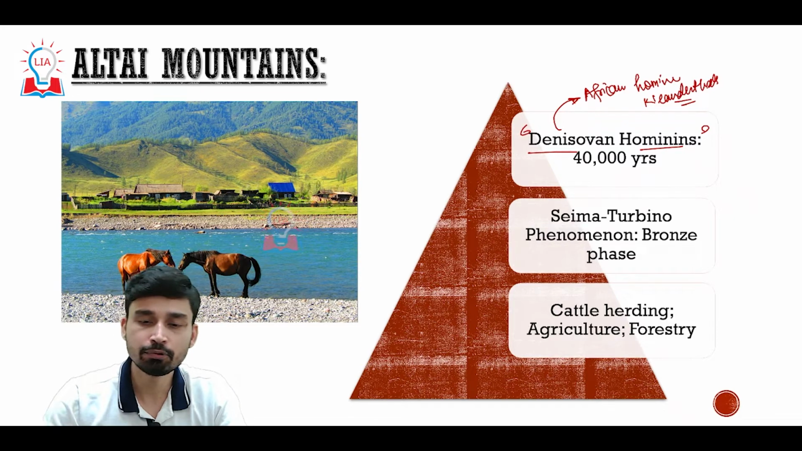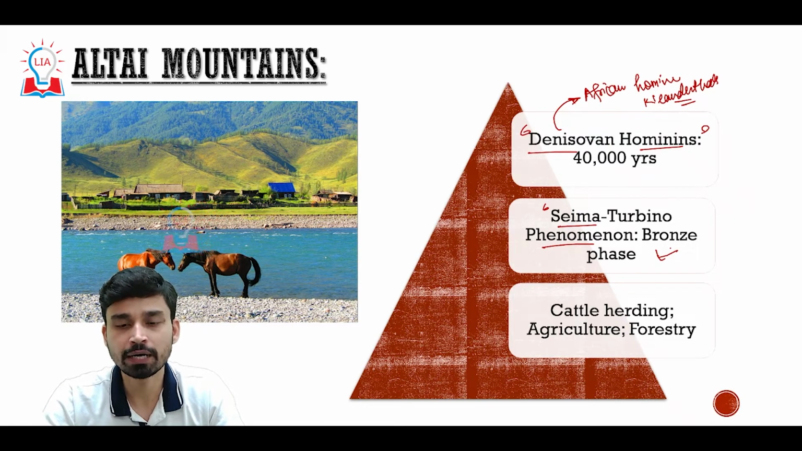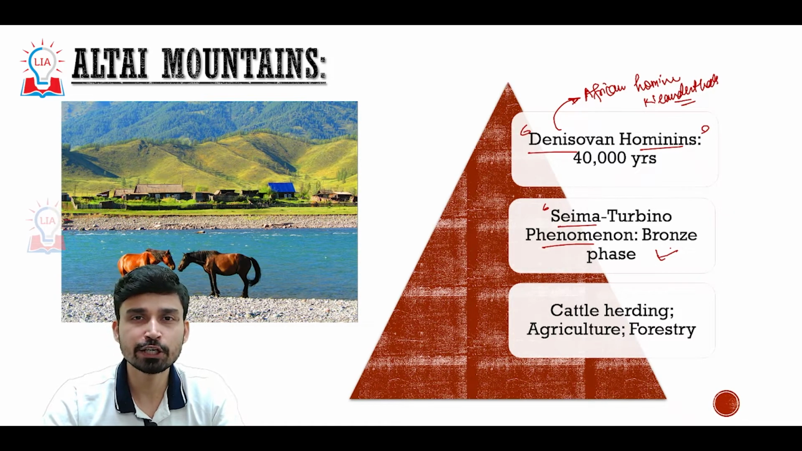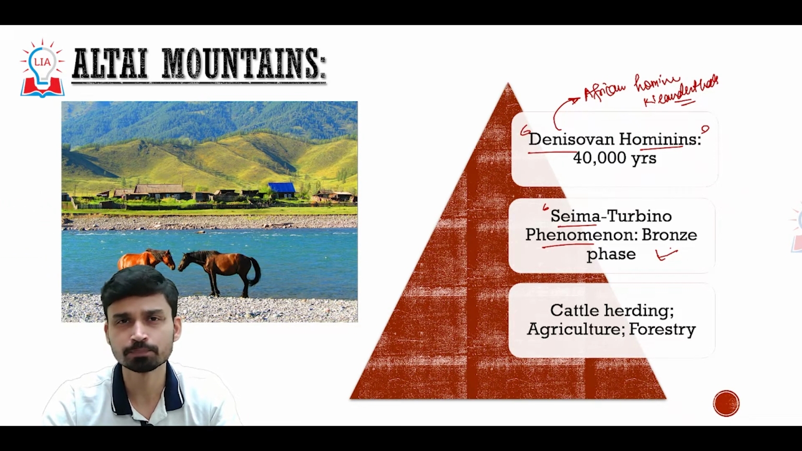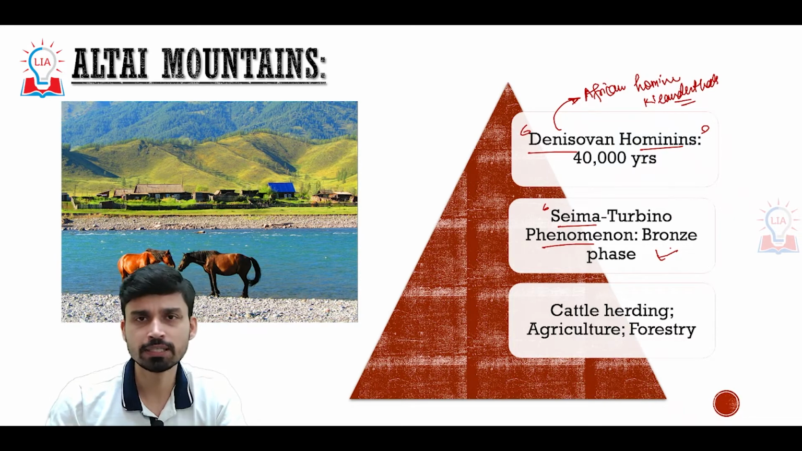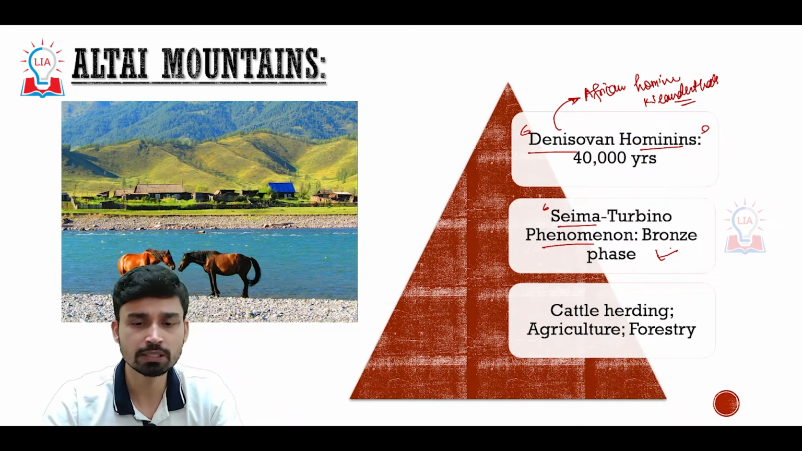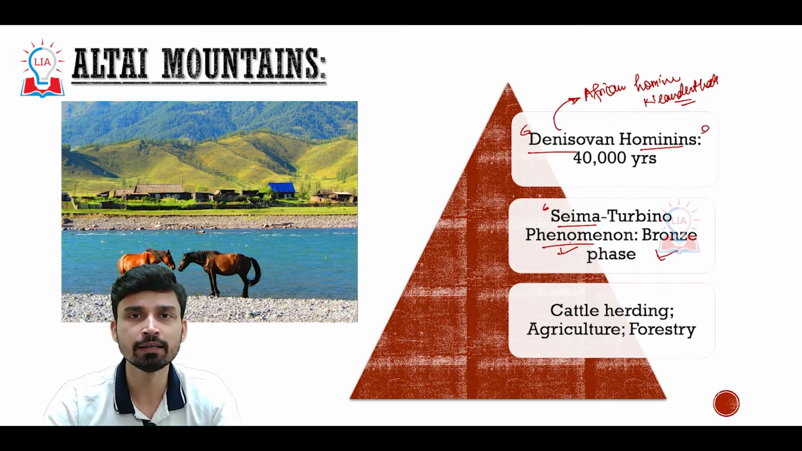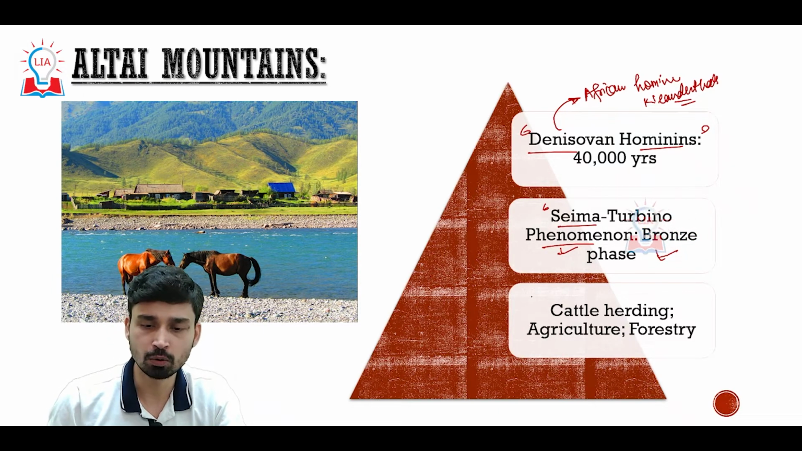Also, it is believed to be the region where the Seima-Turbino phenomenon occurred in the Bronze Age. Briefly, the Seima-Turbino phenomenon is believed to be a burial culture, and it represents the radiation of humans from the Central Asian region to other parts of Asia, like Southwest Asia, Southeast Asia, and even Western Asia. So this movement and migration of humans is called the Seima-Turbino phenomenon, and this Altai mountain is believed to be one of the centers from where humans radiated out.